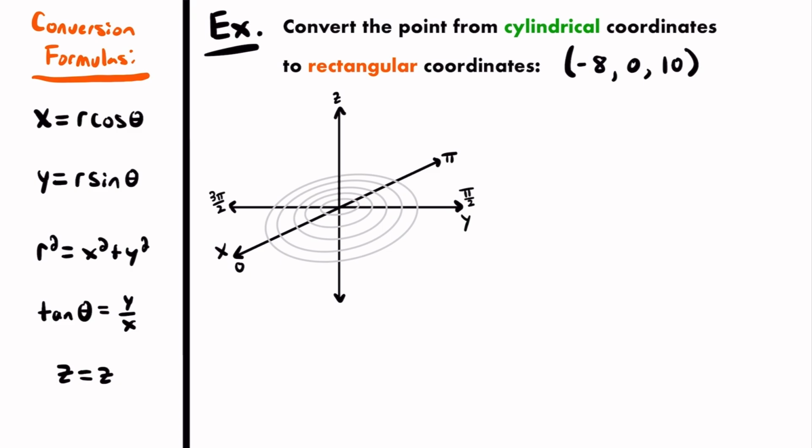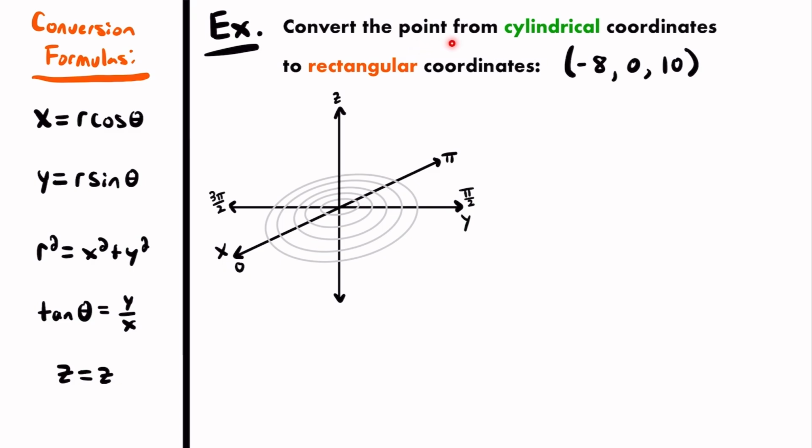I have all of our conversion formulas in this sidebar here. Remember that x equals r times cosine theta, y equals r times sine theta, r squared equals x squared plus y squared, tangent theta equals y divided by x, and the hardest one of them all, z equals z. Hopefully you don't forget that one. The z coordinate will never change when you are converting from cylindrical to rectangular or vice versa. The z coordinate stays the same. I show where all these formulas come from in my lesson video, but in this video, we're just worried about using them.